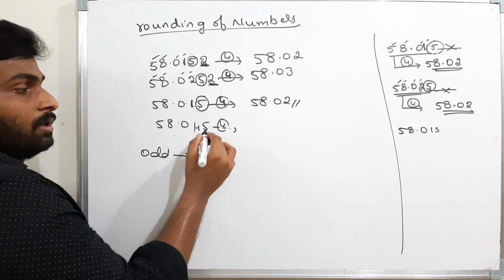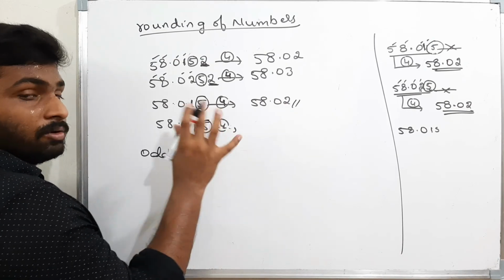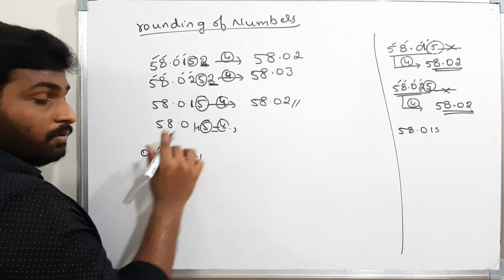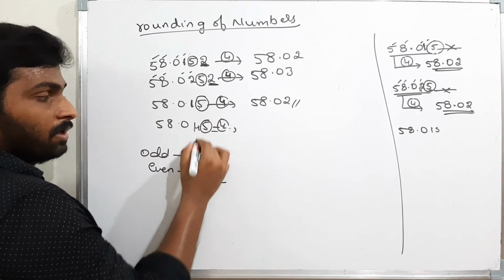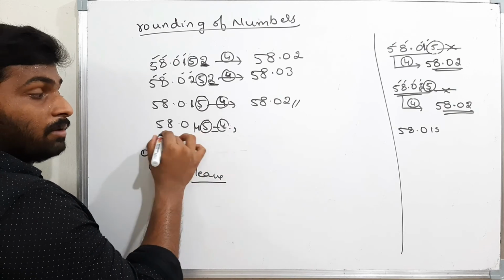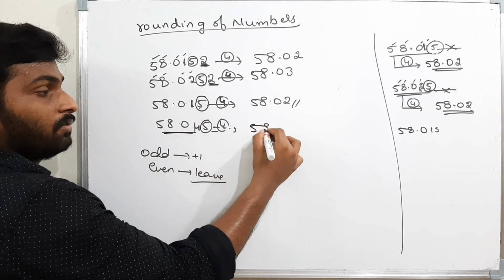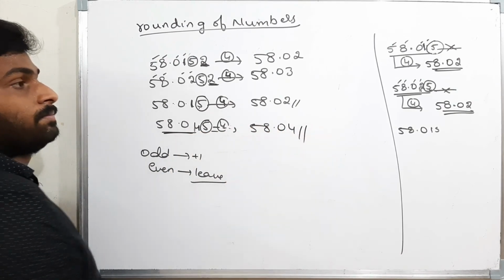Now see this one. This 5 is followed by any number? No. Now is the before number even or odd? If it is even, then leave it as it is. 4 is even, therefore leave the number as it is. Therefore the answer is 58.04. I think this is clear.